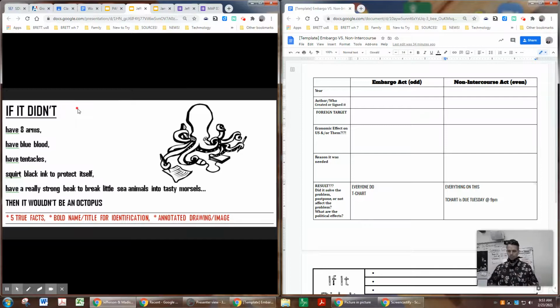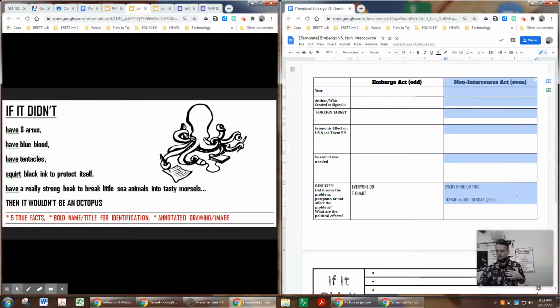In this If It Didn't, we're going to take one of our two issues. We're going to divide them in the class based on your birth month. I was born in February. That's an even month, the second month. So I would be doing the Non-Intercourse Act. Always a fun one to talk about in middle school. But anyways, I would do that.